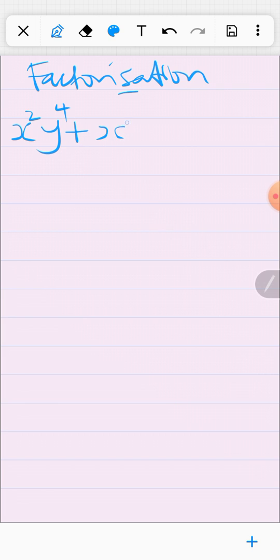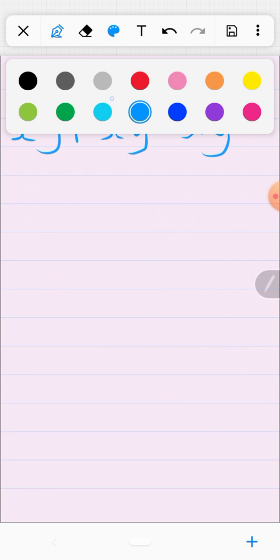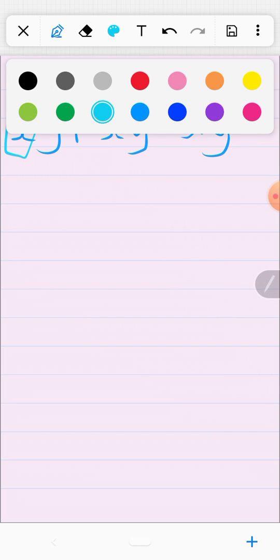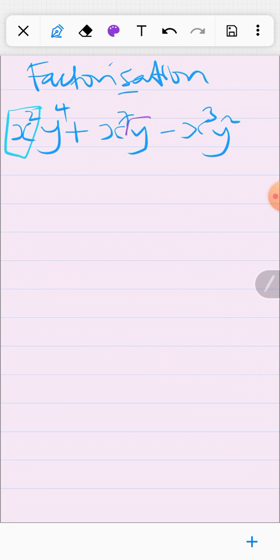So if I have x to the power 7, y, and then minus x to the power 3, y to the power 2. You'll see this a lot. Every time you want to factorize something that looks like this, you're basically looking for what are the smallest powers of each of these terms that I can take out. So if I start with the x, the smallest power of x is this right here. And the smallest power of y is this right here.